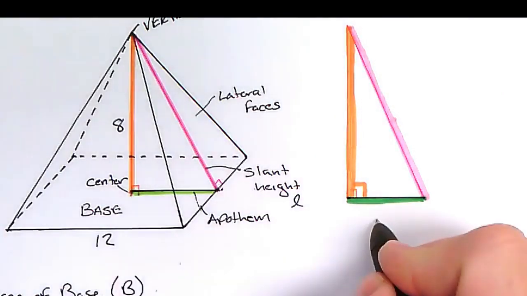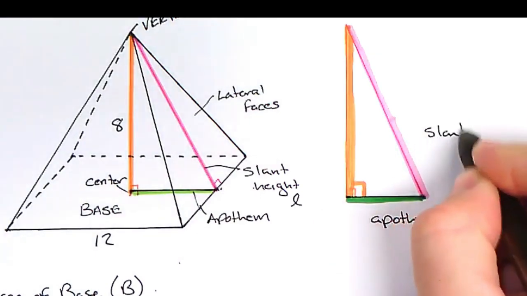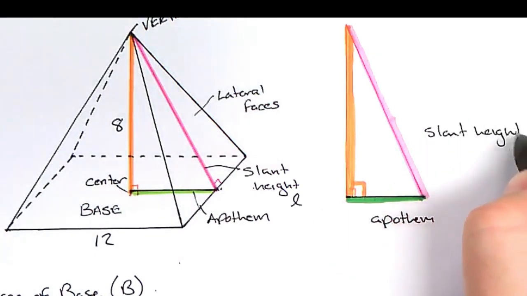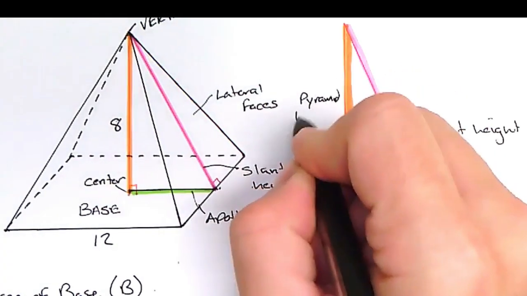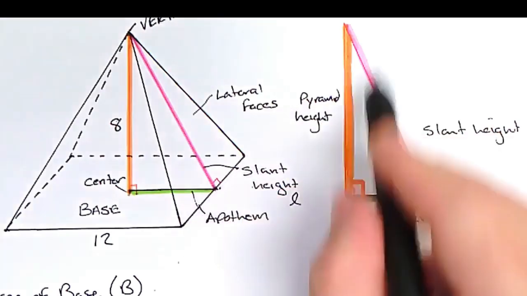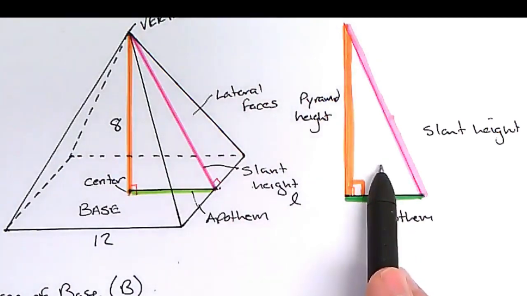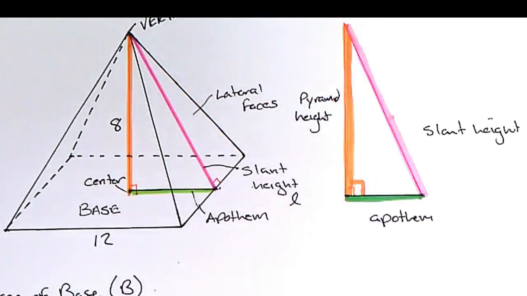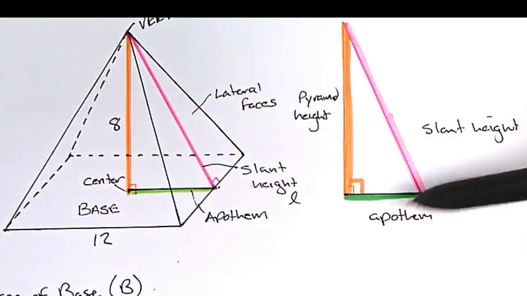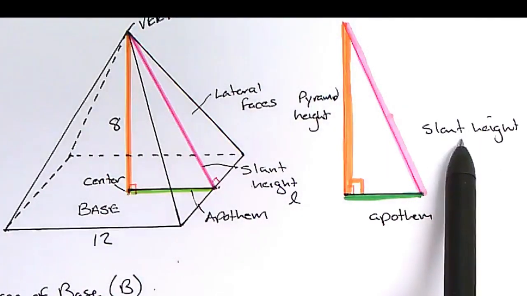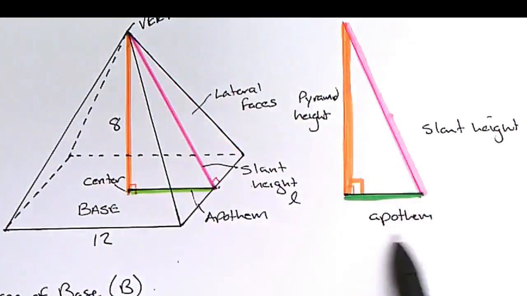Now these three together, our apothem, our slant height, and our pyramid height, form a right triangle. We can see it here, and we've taken it out right here so you can see it outside the pyramid. Now, because they form a right triangle, if I know the pyramid height and I know the apothem, which I can get from my side length, then I can find my slant height. And if I know my slant height and my pyramid height, I can find my apothem, and so on.